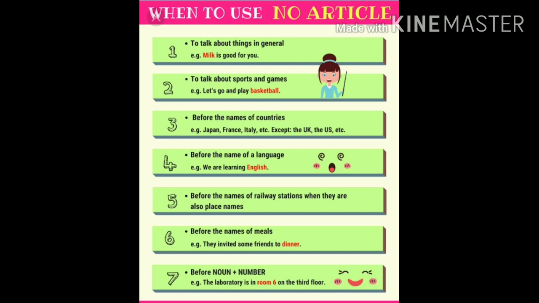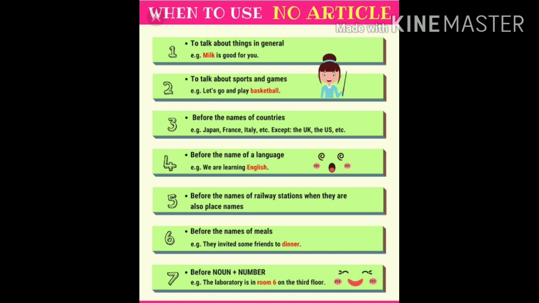Then, point number 4: before the names of a language. For example, we are learning English. Point number 5: before the names of railway stations, when they are also place names. Point number 6: before the names of meals. For example, they invited some friends to dinner. Point number 7: before noun plus number. For example, the laboratory is in room 6 on the third floor.